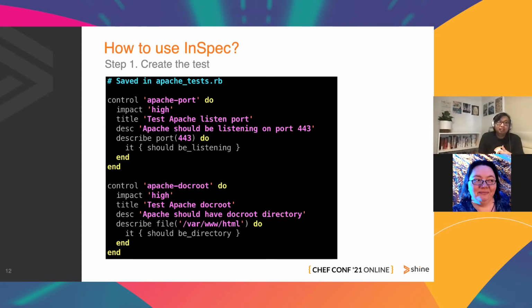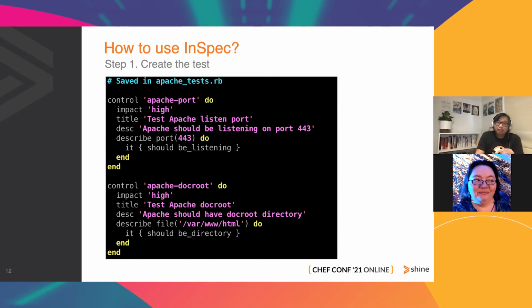These titles and descriptions will then show up on the report, and then you can get an idea of what has been tested. And then you provide a describe, and in the Apache port testing here, I'm checking whether there is anything listening on port 443. So the check becomes: port 443, there should be something listening to it.